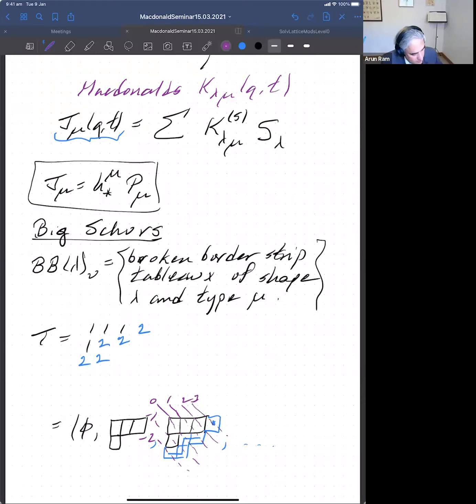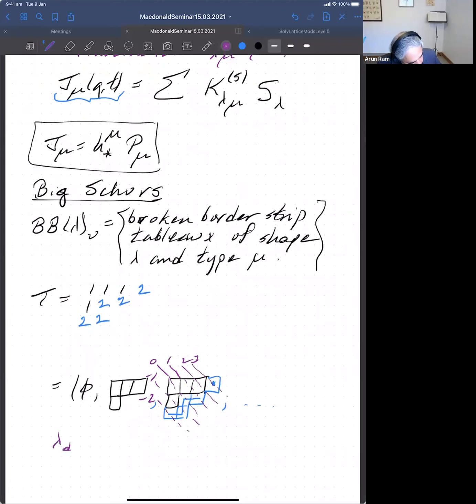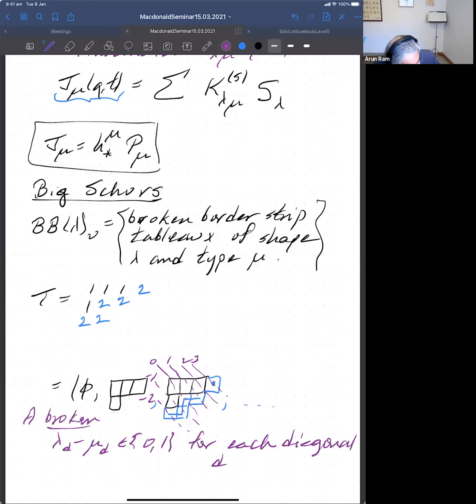So a broken border strip has it so that for each diagonal D, the length of the diagonal minus the length of the previous diagonal is in {0, 1}. So a broken border strip is lambda slash mu such that this holds. Does it make sense? That I can just go along each diagonal and add at most one box. And of course, the outer one must be a partition and the inner one must also be a partition.